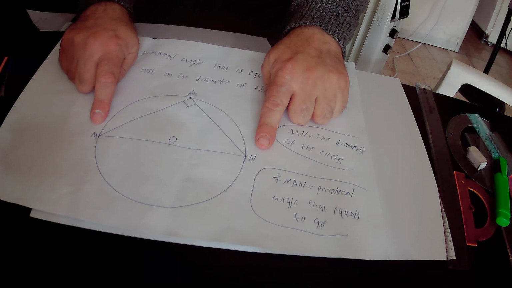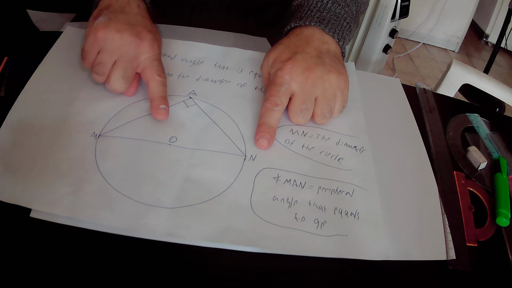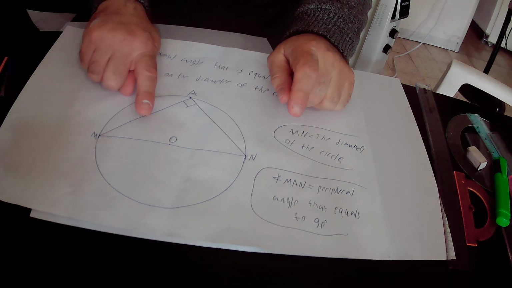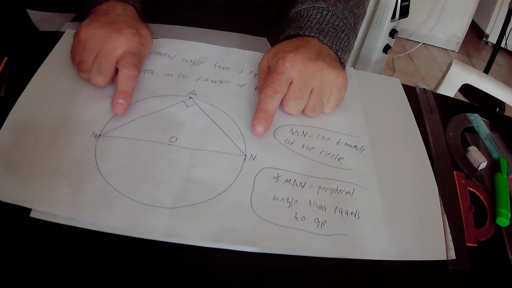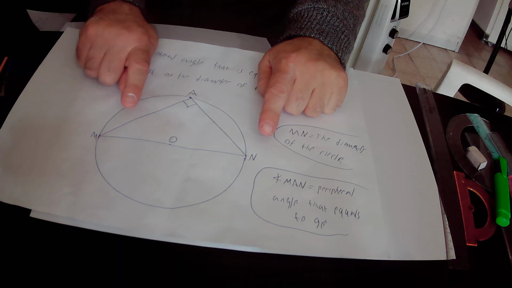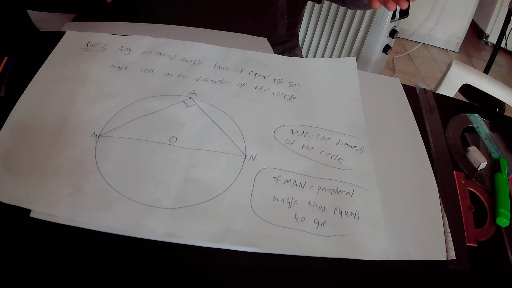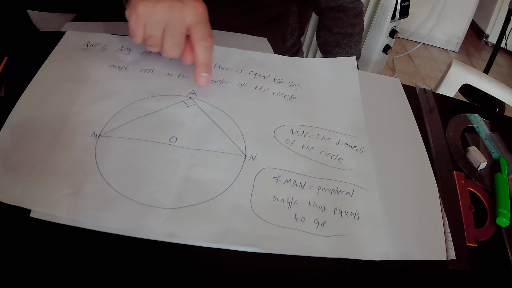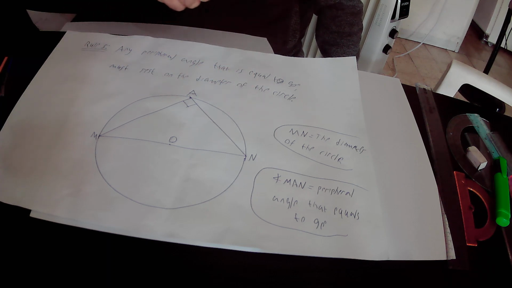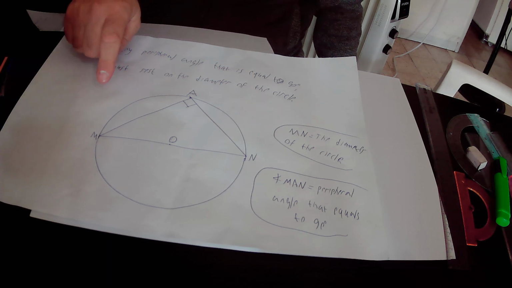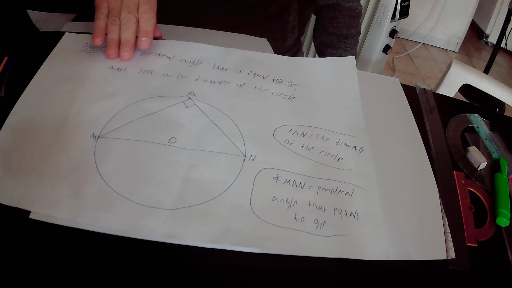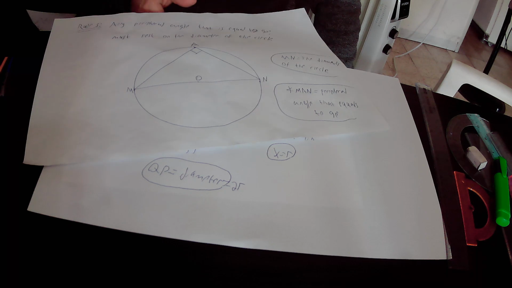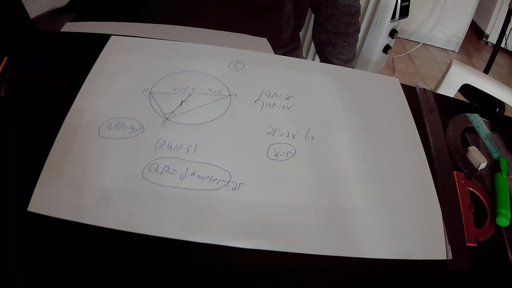Why? Because chord MN passes through point O, that is the center of the circle. And we know that any chord that passes through the center of the circle must be the diameter of the circle. So in conclusion, because peripheral angle MAN equals 90 degrees in its size, it rests on the diameter of the circle. MN is the diameter of the circle. So we can actually implement rule number 5 in our drawing.